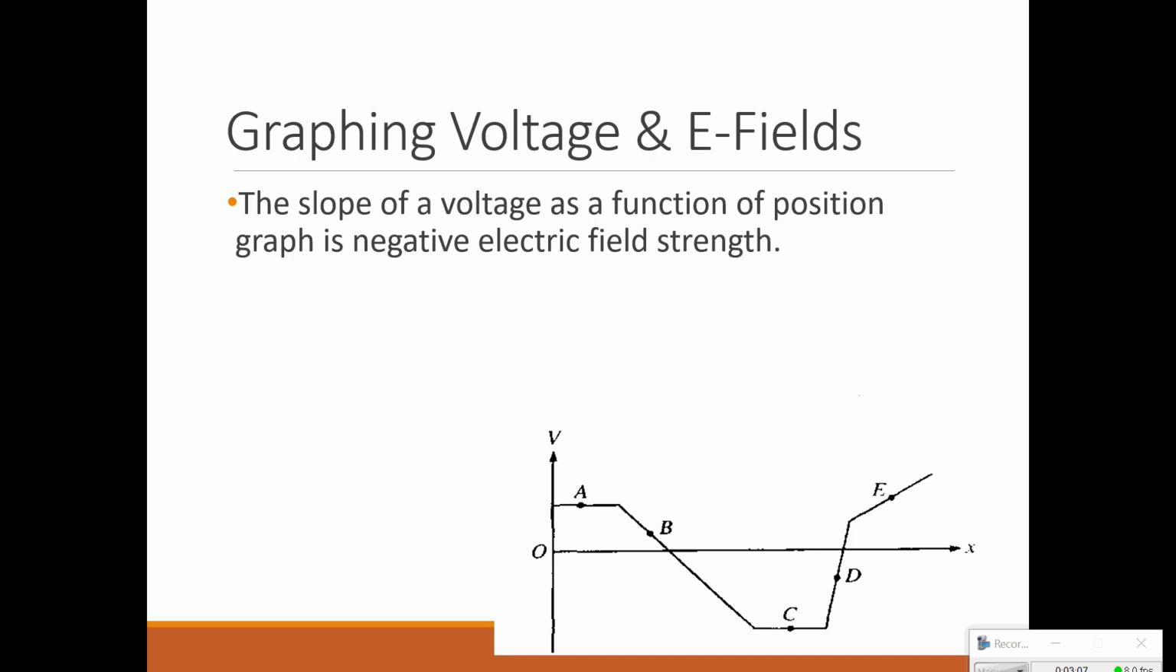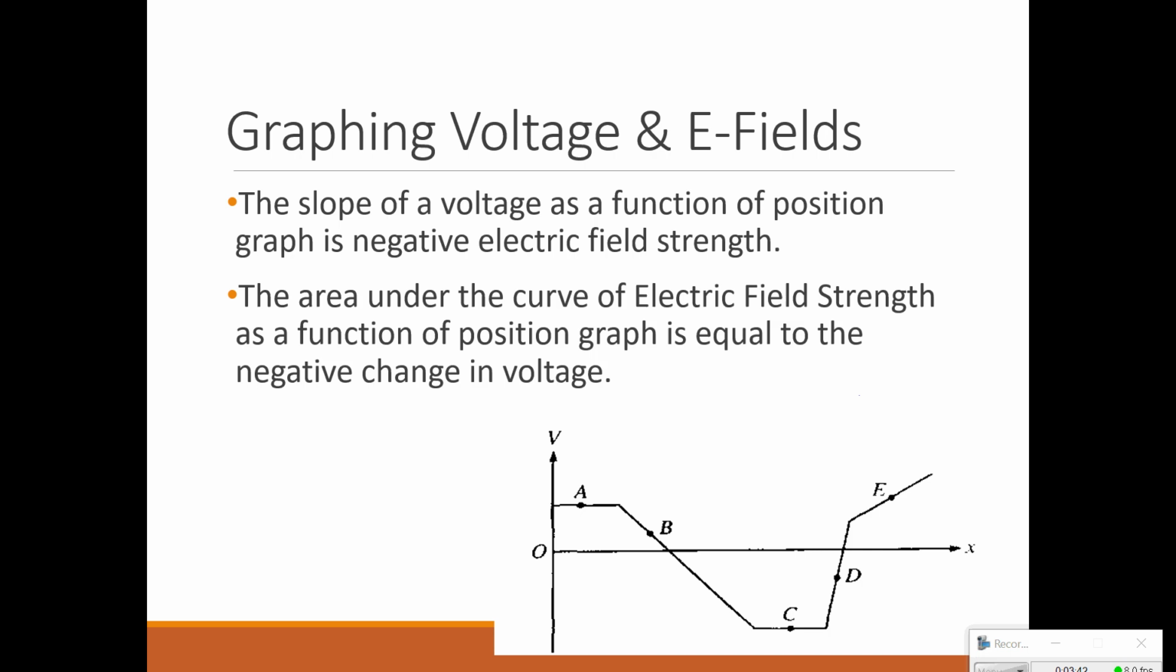Okay, so now that we've taken a look at just the equation that can be used to relate voltage and electric field strength, let me talk about this graphically. The slope of a voltage as a function of time or position graph is the negative of the electric field strength. And this makes sense with our E is equal to negative V over R expression. Here we have V as a function of R graphed. So the slope of V over R would be our electric field strength. But because it's negative, you can see here on our graph, at point B, we have this negative slope that's going to give us a positive electric field strength.